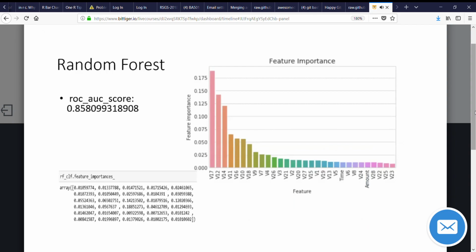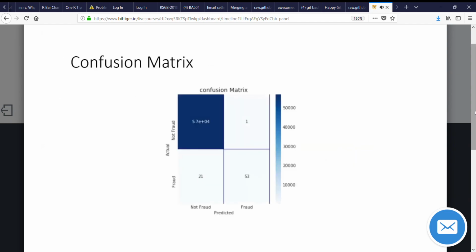The next model we use is random forest. It has a relatively higher AUC score than the logistic regression model. And on the right is also the feature importance results given by this model. AUC is not the only measurement we can use for accuracy. Here we show a confusion matrix. On the upper right is the false positive. As you can see, there's only one false positive. This model performance is pretty good.